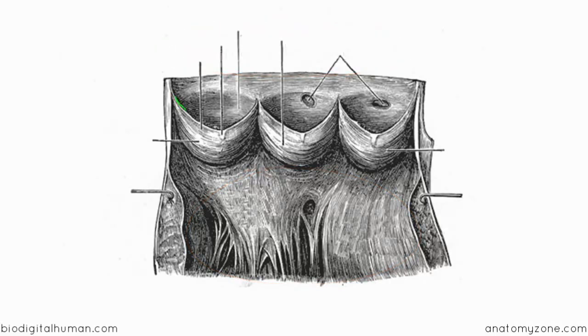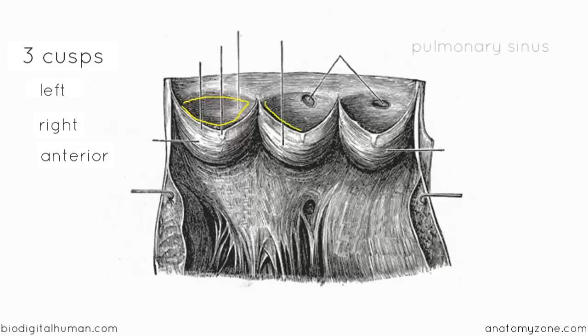You can see that the three edges of these three cusps of the pulmonary valve project into the lumen of the pulmonary trunk. And at the free edge you've got a bit of a thickening of the cusp, which is called the nodule of the semilunar cusp. So you've got this thickening here. You've got three cusps, a left, a right and an anterior cusp. And then you've got these pockets formed by the cusp. These pockets here are called the pulmonary sinus.